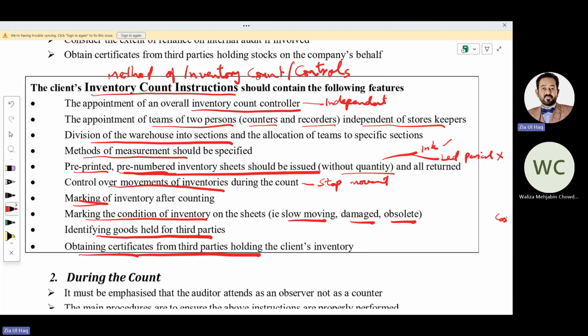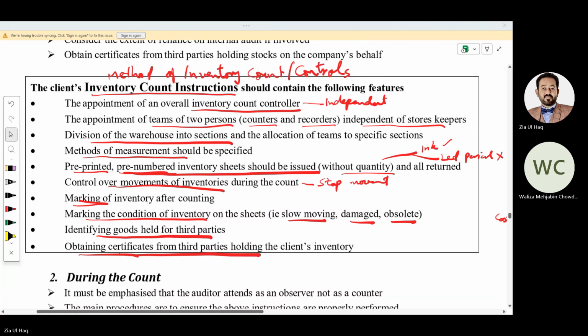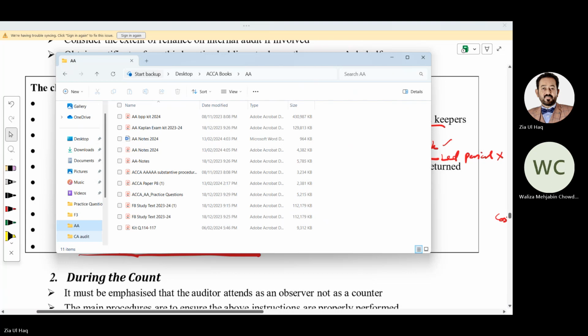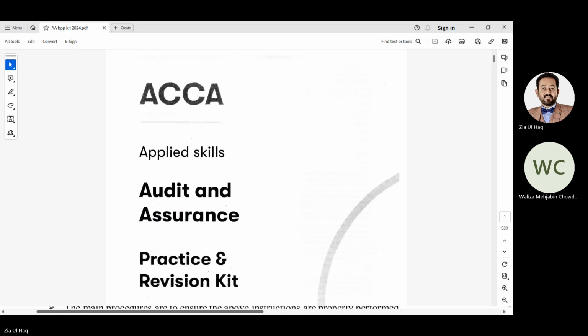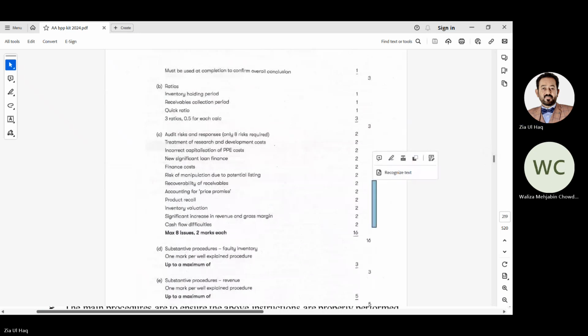Let's discuss a question. These are also controls. Inventory controls. Question 172.